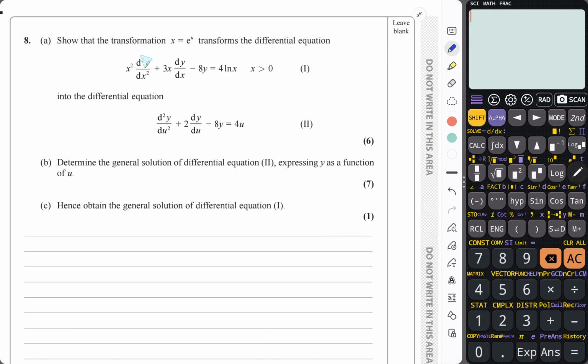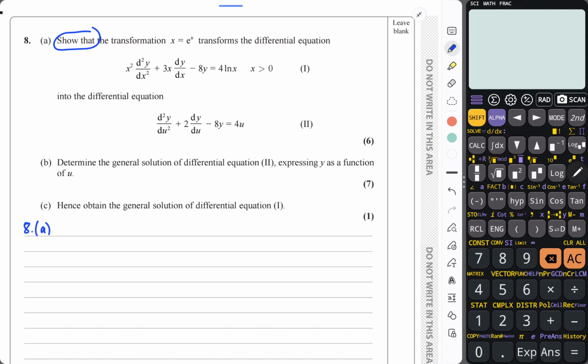So we're asked to show that the transformation x is e to the u transforms a differential equation given by this into this differential equation. So that's the first thing, 6 marks. It's a show that question, so we need to make sure we're proving what we're doing rather than just doing it.